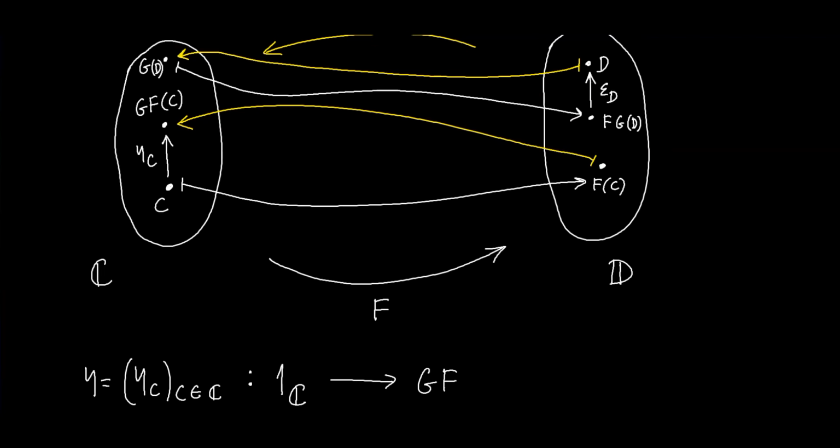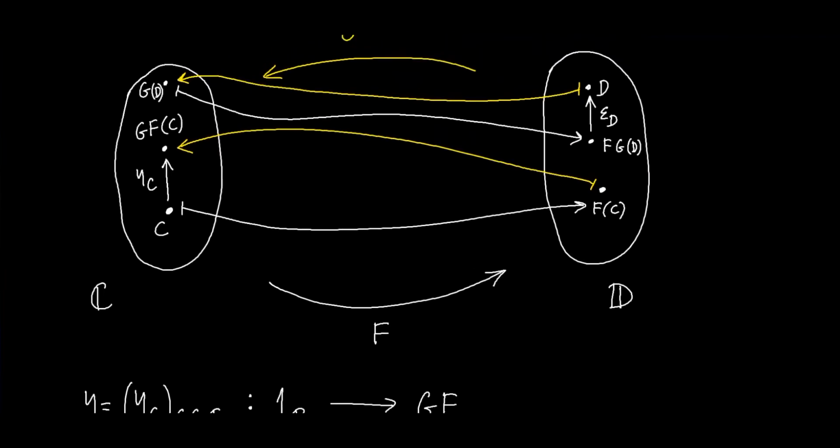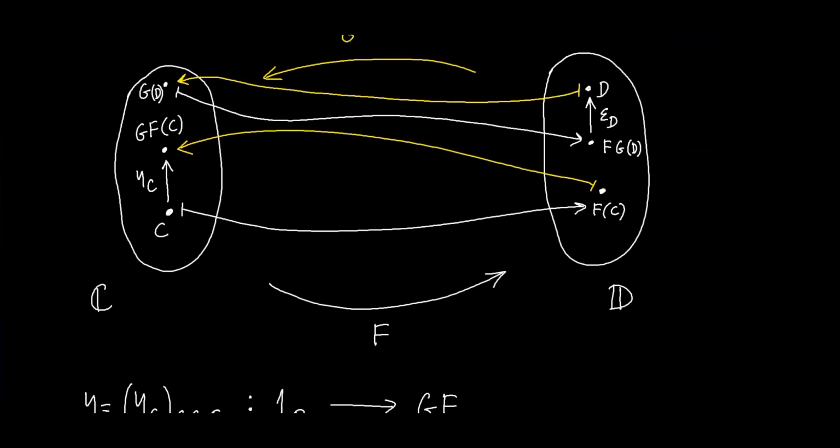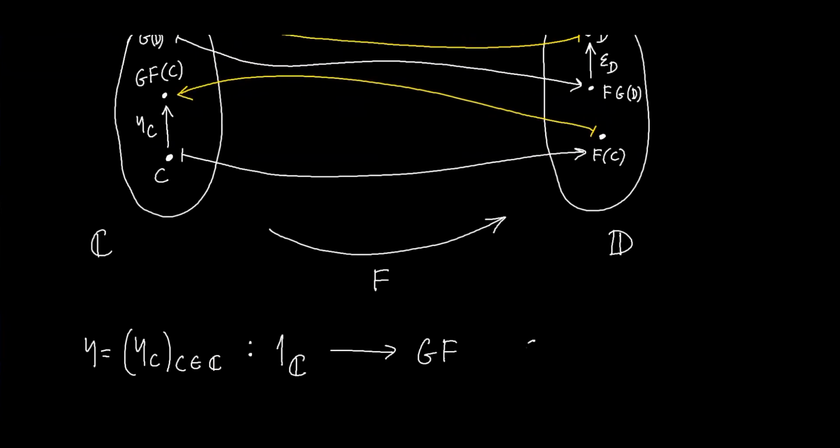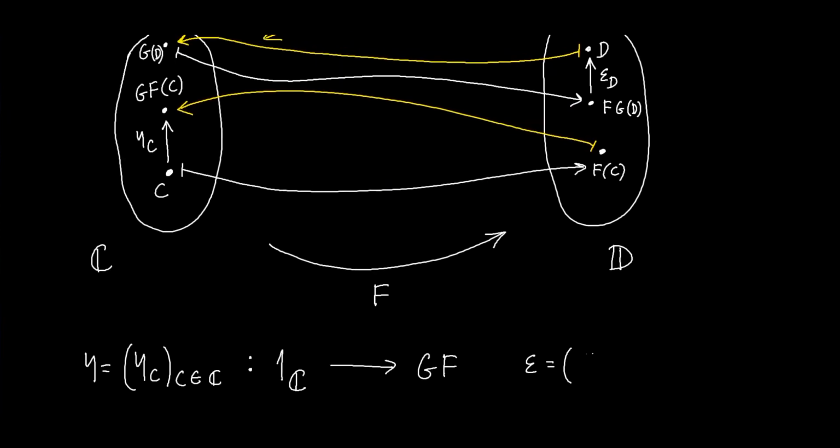And let me show you what I mean by that. So we could have taken now this epsilon, which is another natural transformation. So let's write this out first. So epsilon we might want to require to be a natural transformation from the composite FG to the identity of D.